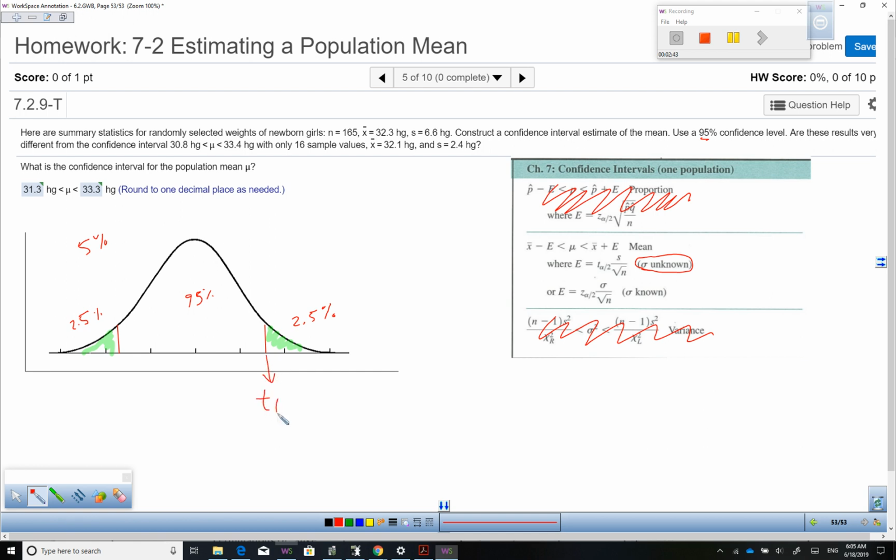Okay, so to find that critical value, let me correct that as 0.025. In addition to this area on the right, we need to know the degrees of freedom. Okay, so in this case it is 165 minus 1, which is 164. Degrees of freedom is the sample size minus 1.